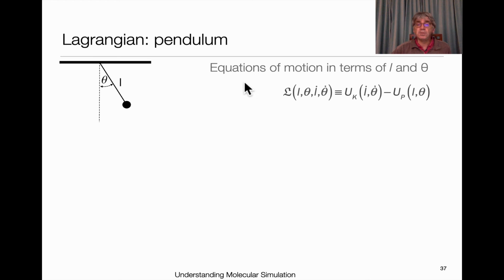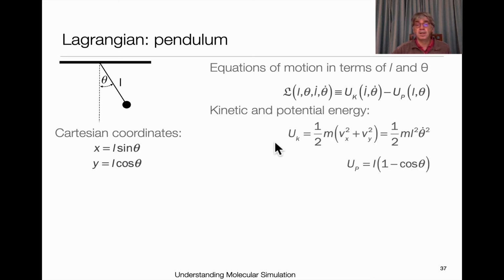What we need to do is to write the equations of motion in terms of the length and in terms of theta. Here we used a fixed length, so the L will be a constant, but the theta does vary. In Cartesian coordinates, the x coordinate is the length times sine theta, and the y coordinate is L cosine theta.